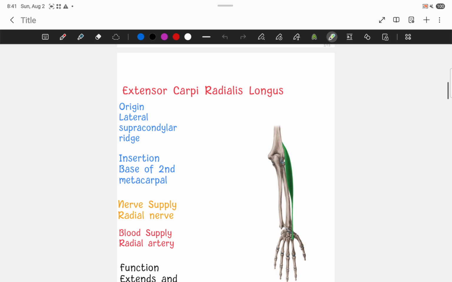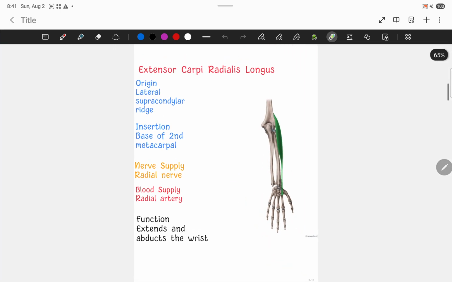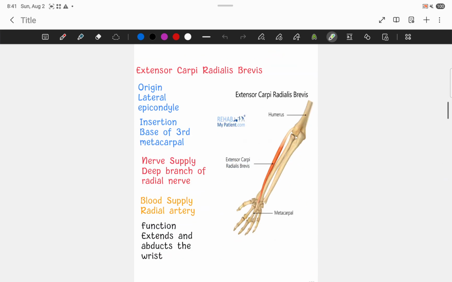And then the next muscle is the extensor carpi radialis longus. Origin is the lateral supracondylar ridge, and insertion is the second metacarpal base. And the nerve supply is the radial nerve, blood supply the radial artery. Function is extension and abduction of the wrist.